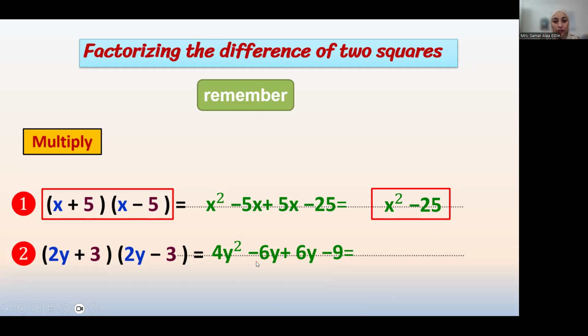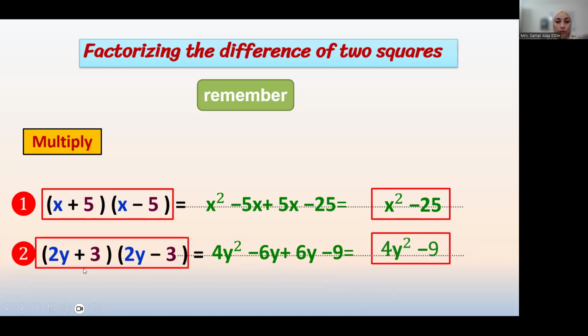As we did before, we have two like terms, negative 6y and 6y. When we add these two terms, negative 6 plus 6, we get 0. So the answer is 4y power 2 minus 9. So multiplying these two brackets equals 4y power 2 minus 9. What do you note here?